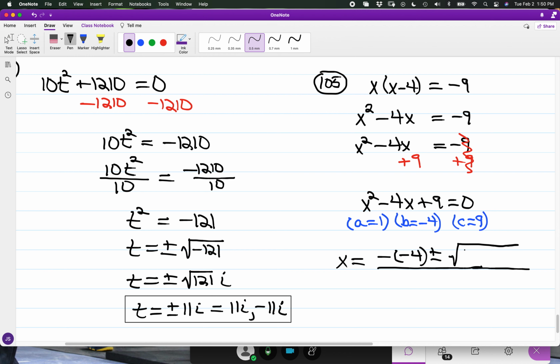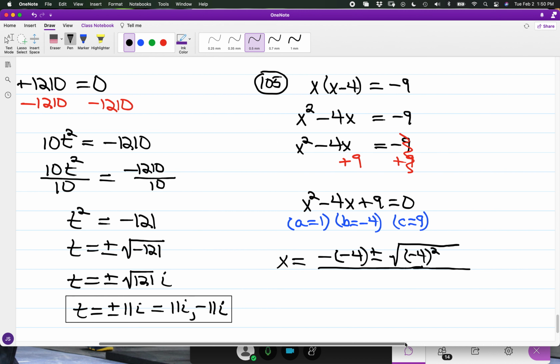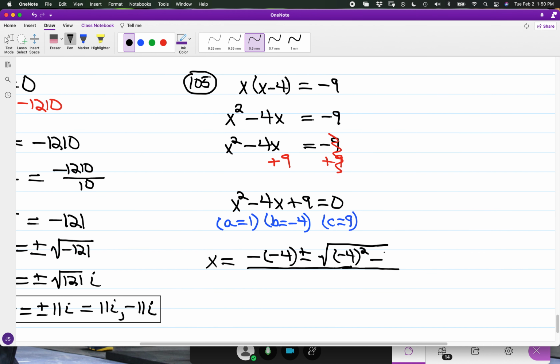So you have b squared, which is the square of negative 4. You have minus 4ac, so minus 4 times 1 times 9. Then we have all over 2a, which is 2 times 1.